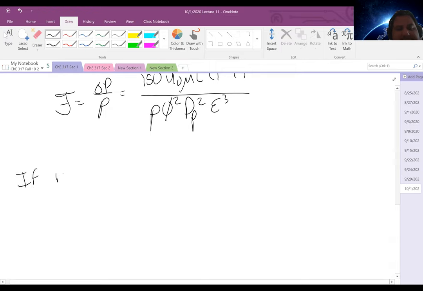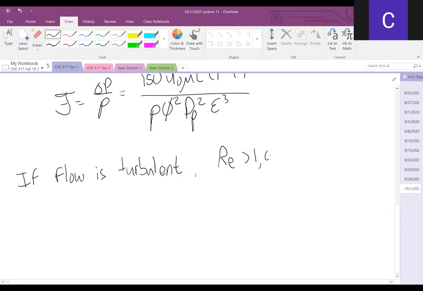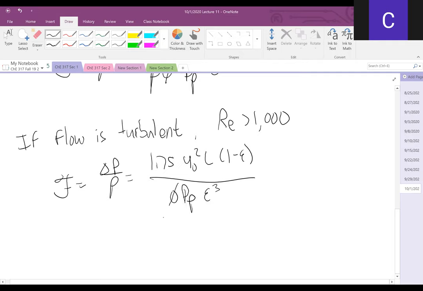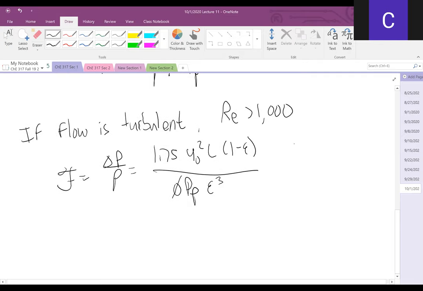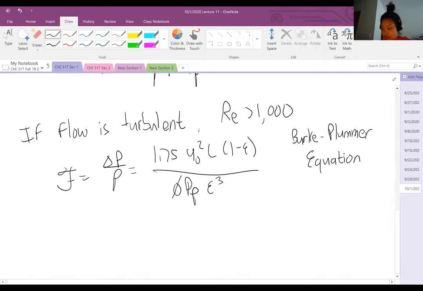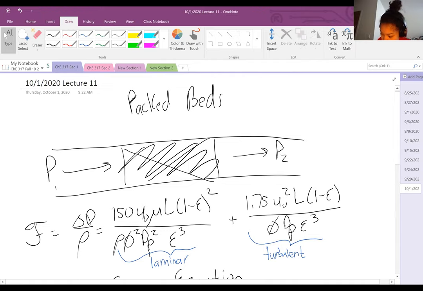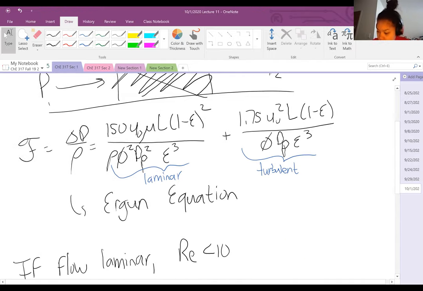and then we also stated if the flow is turbulent, our Reynolds number greater than 1,000, we could rely on a frictional dissipation focusing on the second term, and this was the Burke-Plummer equation. So really, really quick recap of that discussion on packed bed flow. There was a little bit more that we discussed, but kind of, you know, giving you the SparkNotes version. Those are the equations of interest to describe our pressure drop and frictional dissipation.